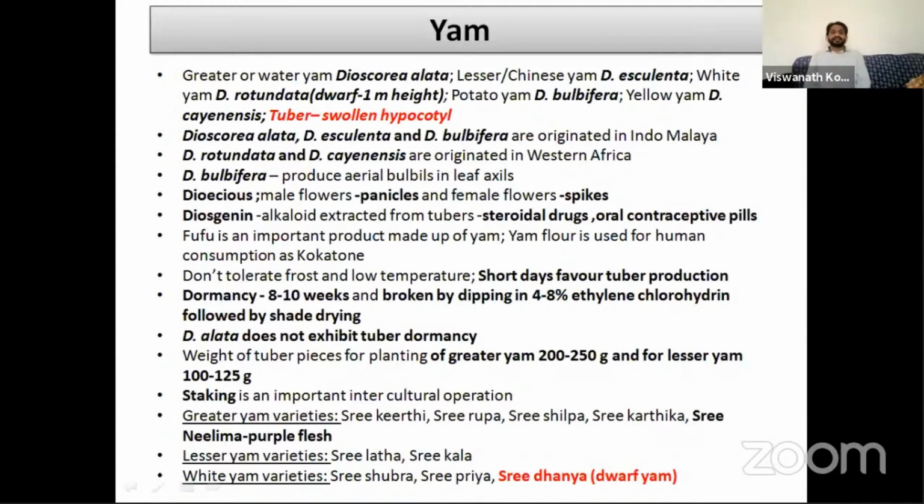Sree Nilima is a greater yam variety that has purple flesh color, and the purple color is due to anthocyanins. There is one dwarf variety, Sree Dhanya. It grows only 1 meter in height. It doesn't require staking.